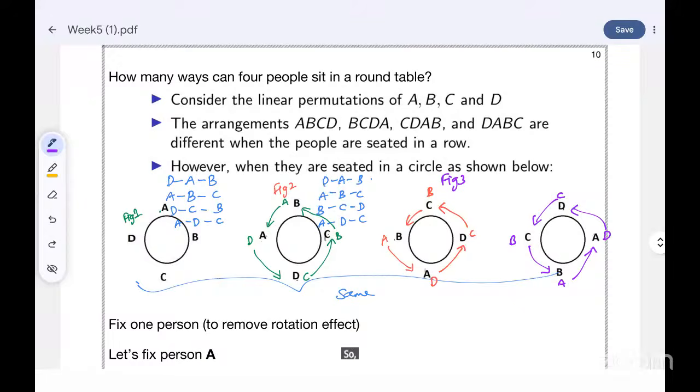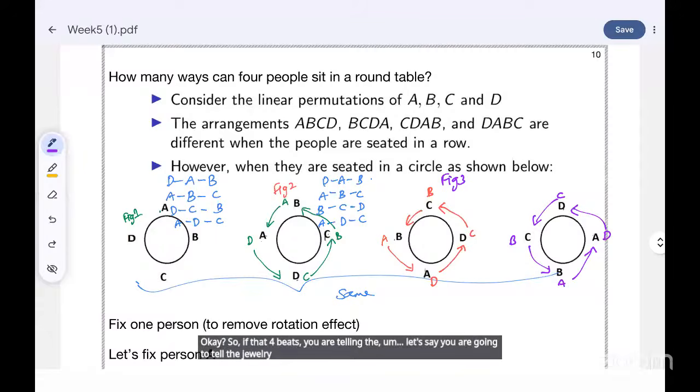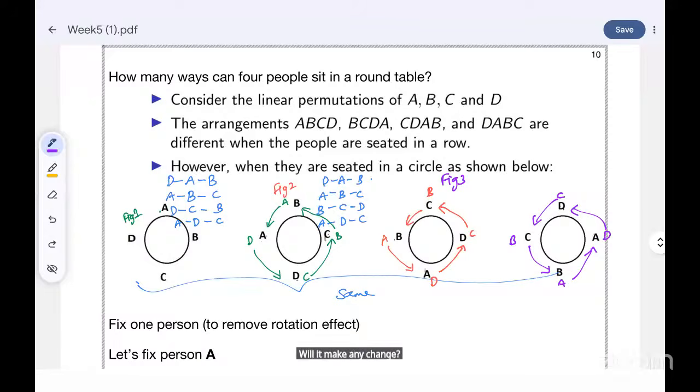So imagine you have a necklace with 4 beads. Let's say you tell the jewelry shop person to arrange the beads in this specific way. Will it make any change if they are sitting in this way, or this way, or this way? Will there be any difference?